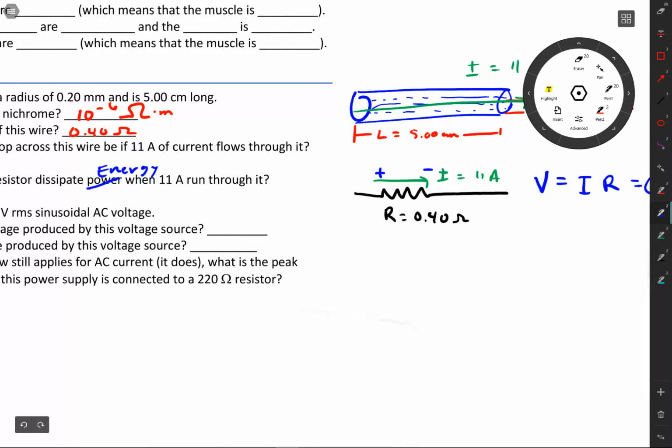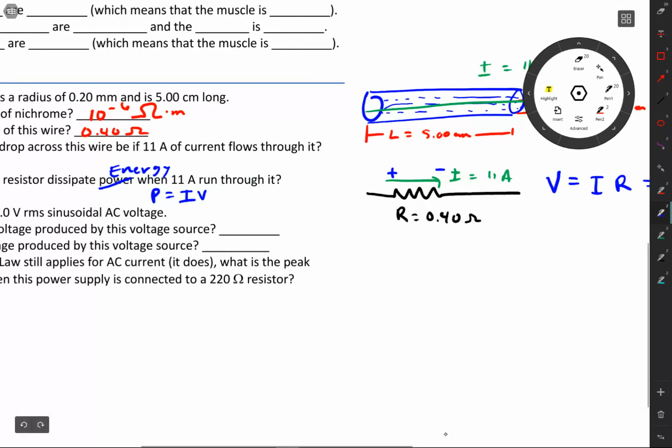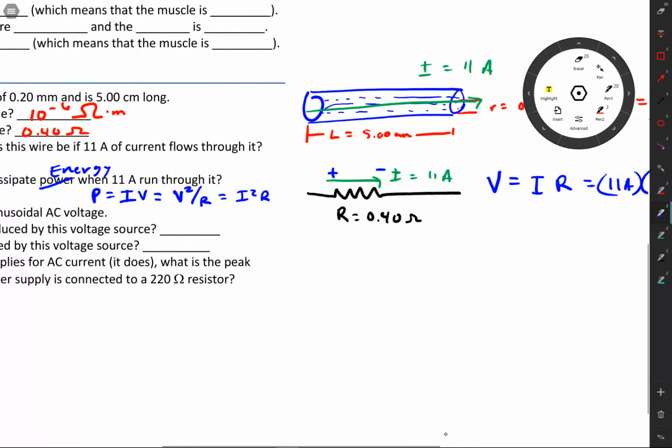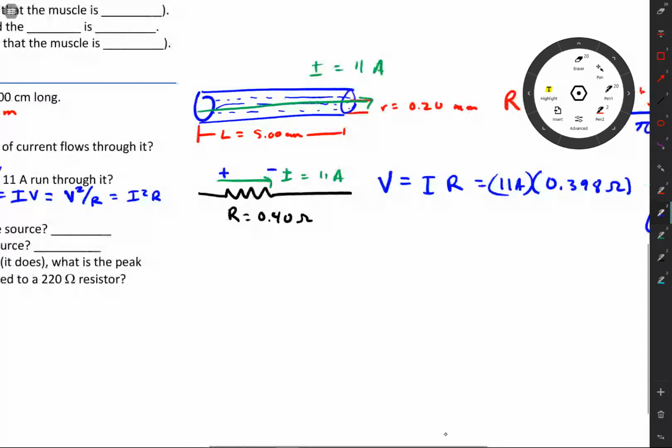Power is given by the equation P is equal to IV. That is always true. So I could just take my answer there, 11 amps times 4.4 volts. Or if it's a resistor, I can use Ohm's law and say, well, I is V over R. So that's V squared over R. Or V is equal to IR, or I squared R. Any one of those will work. And so I am going to choose the one that has the least potential for rounding error. That is V squared over R.